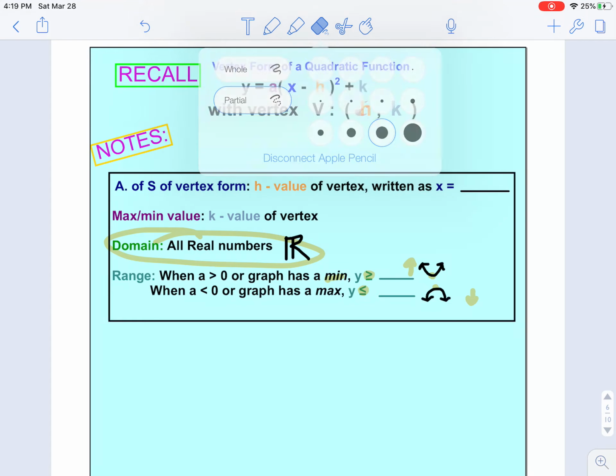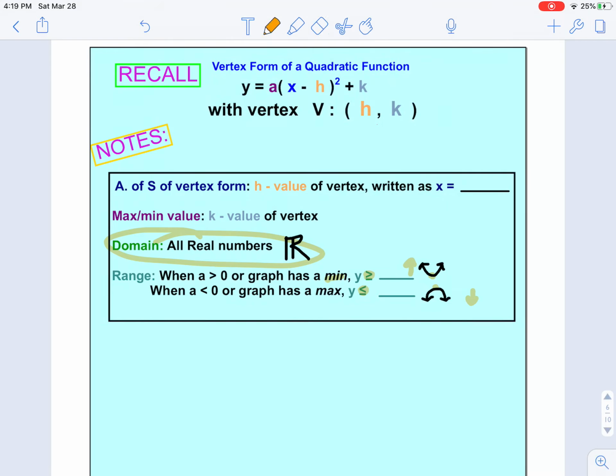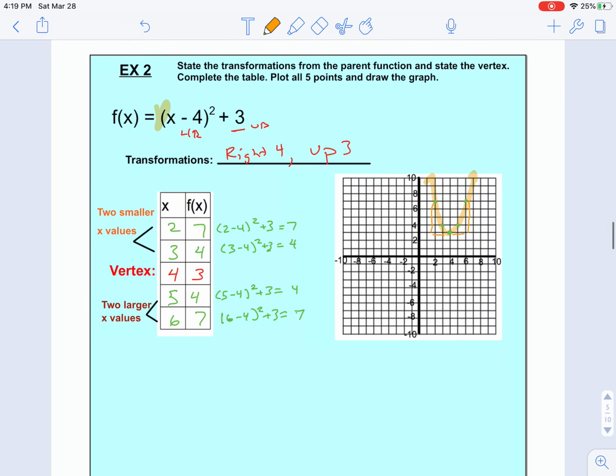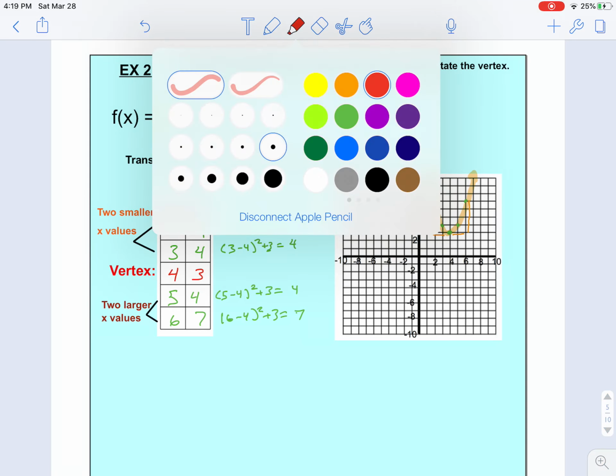Axis of symmetry is just h. Let me find a different color than that. Axis of symmetry is always just going to be h. Notice that. Okay, the minimum and maximum is always going to be k. Let's notice that. Let's flip back up here.